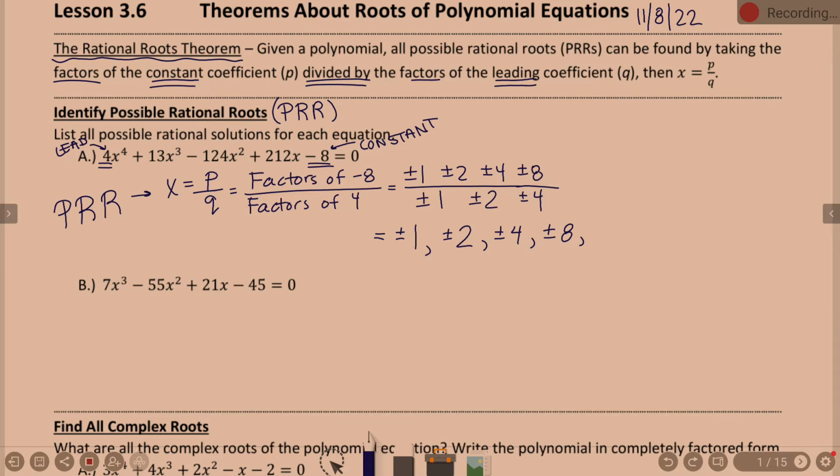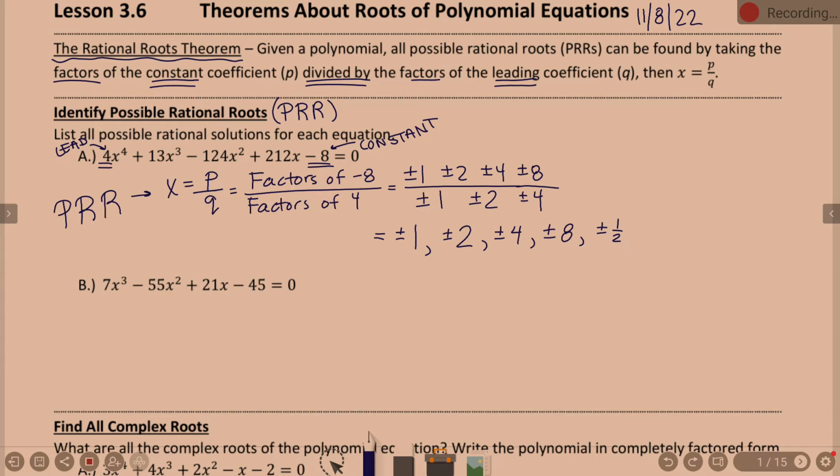Now, I tend to repeat the process, put everything over 2. So 1 over 2 is going to be plus or minus 1/2. What about 2 over 2? It's 1. Did I already list that? Yeah. Do I need to list it again? No. 4 over 2 is 2. Did I already do that one? Okay, I don't need to list it again. What about 8 over 2? 4. Did I already do that one? So I don't need to list that one.